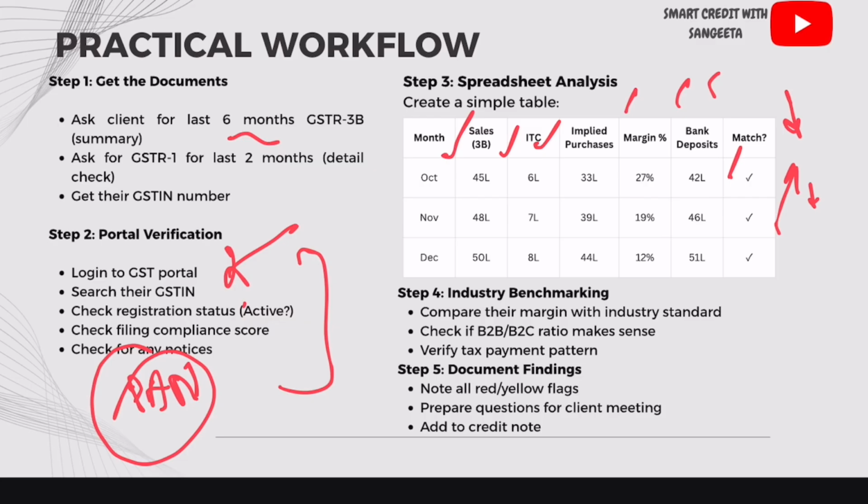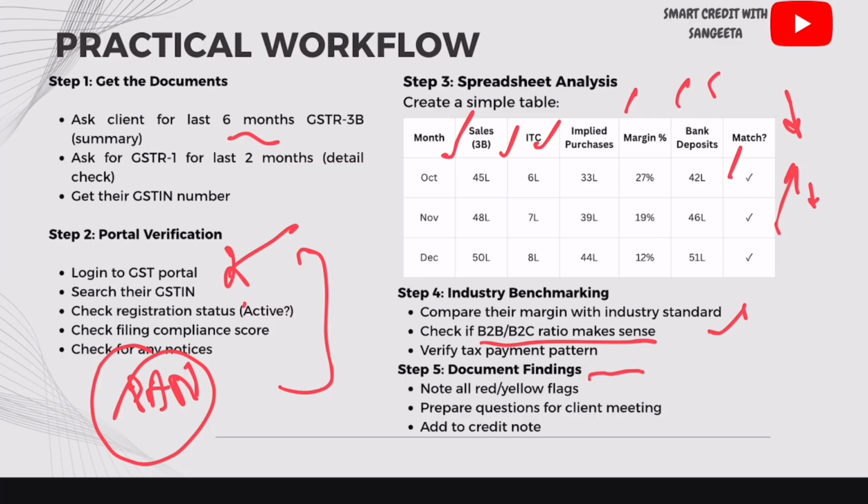Now, if you have checked all this, then you can go to step number 4, industry benchmarking, which we talked about in the earlier part of the video. You can compare their margin with the industry standard. When I talk about margin, that means gross margin. You can check if this B2C or B2B ratio makes sense for this customer. You can verify the tax payment pattern, right?